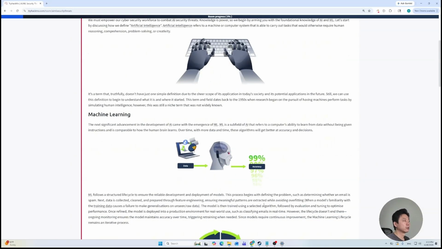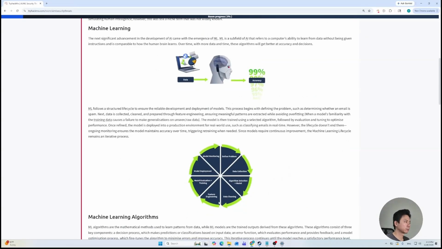Machine learning. The next significant advancement in the development of AI came with the emergence of ML. Machine learning is a subfield of AI that refers to a computer's ability to learn from data without being given instructions, and is comparable to how the human brain learns. Over time, with more data and time, these algorithms will get better in accuracy and decisions.